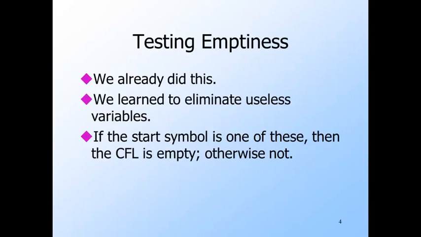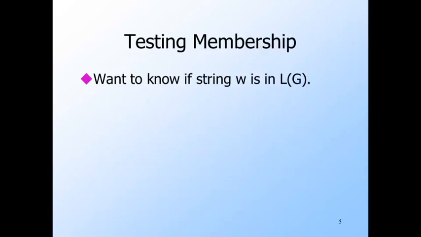Now, the emptiness test for context-free languages has already been given in essence. We showed how to eliminate useless symbols, those that participate in no derivation of a terminal string. Take any context-free grammar and see whether or not the start symbol is useless. If so, the language of the grammar is empty, and if not, then not. The membership test for DFAs was really simple. We just simulate the DFA on the string. We can also test whether a terminal string W is generated by a grammar G, but the test is remarkably hard by comparison.